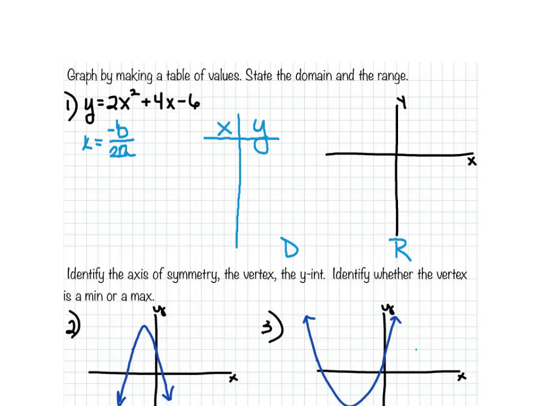Okay. Graph by making a table of values, state the domain and the range. Take a moment to pause the video and copy down number 1. Set up your coordinate plane, set up your table of values, write down the equation. Get ready now to work with me. So hit pause and then hit play when you've set up on your graph paper all the elements of this problem.